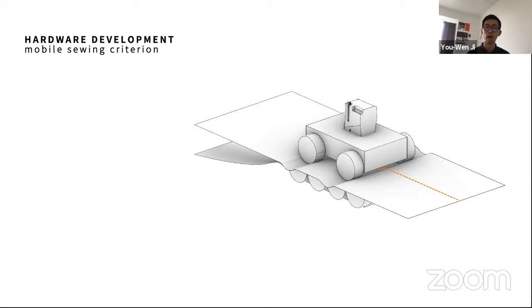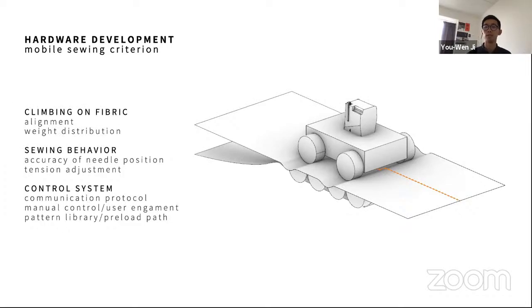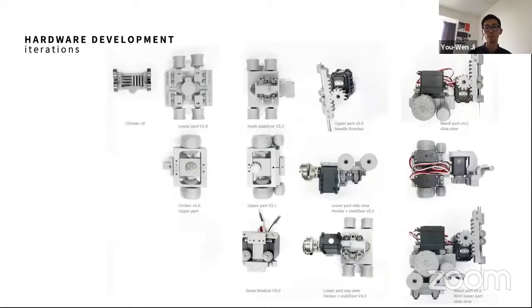A stitching bar achieves a higher freedom than the conventional sewing machine. Here is the criterion of the development: first, the locomotion on non-tension fabric, also the weight distribution. Second, the tension control and the needle precision. The last part will be communication and system control.